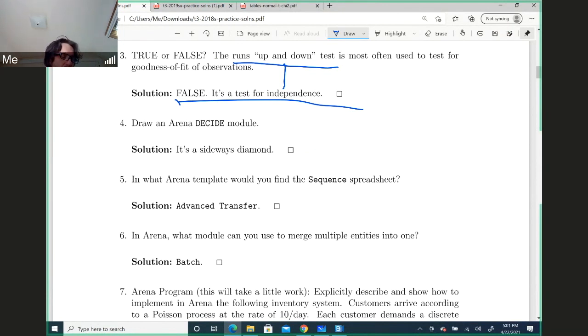On one of my cheat sheets, I drew some Arena module shapes just so I wouldn't have to remember, because my memory is terrible. Different people have different ways of remembering some of these Arena concepts. Some of the questions ask things like, in what Arena template would you find the sequence spreadsheet? What I did was I made a list of the templates and I wrote in tiny font all of the different modules within each of those templates.